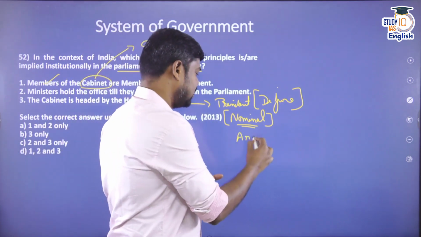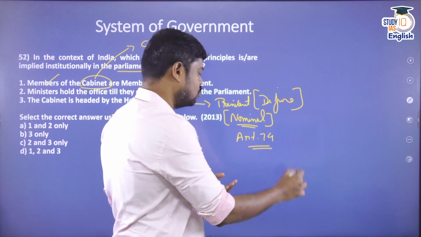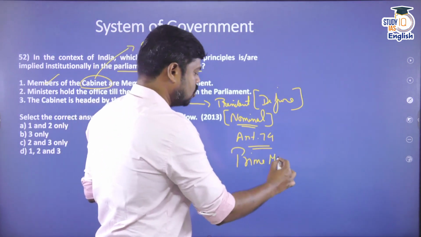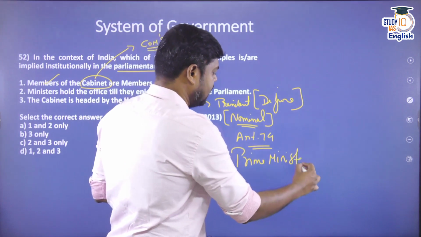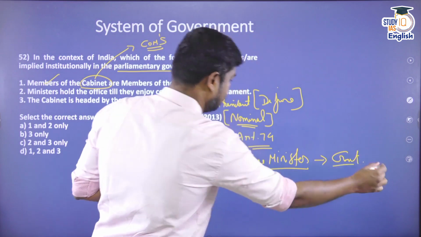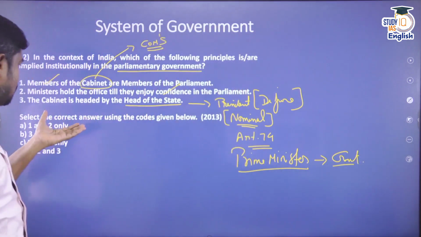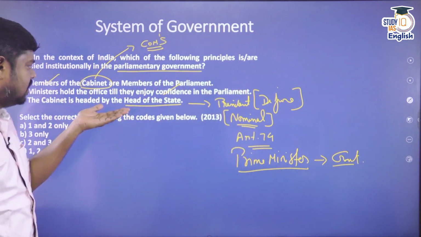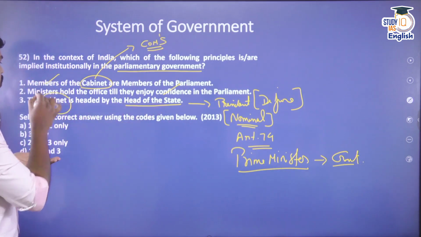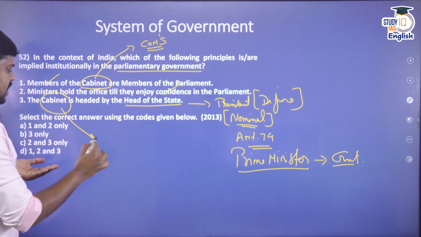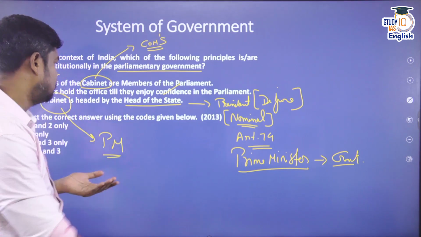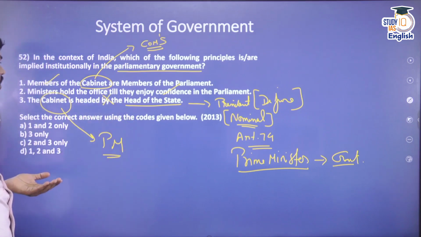And who heads this Council of Ministers? It is headed by the Prime Minister. So who is the head of the government in our country? He is the head of the government in our country. So with this information, the statement that the cabinet is headed by the head of the state is wrong. In fact, the cabinet consists of the most important ministers, and this cabinet is headed by the prime minister and not by the head of the state, that is the president. So this particular statement is wrong.